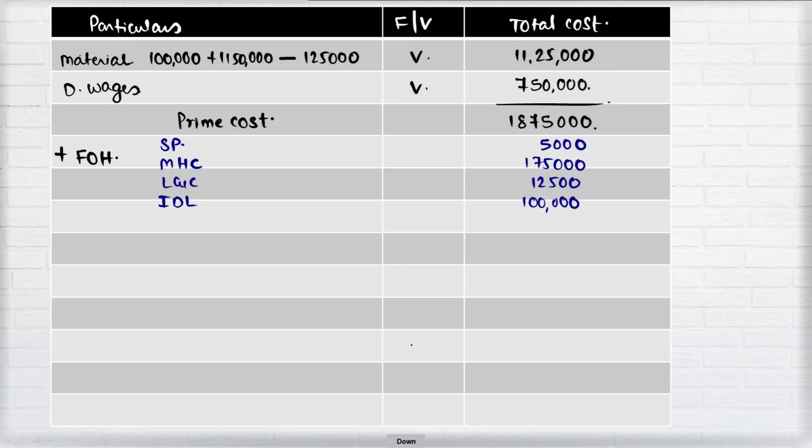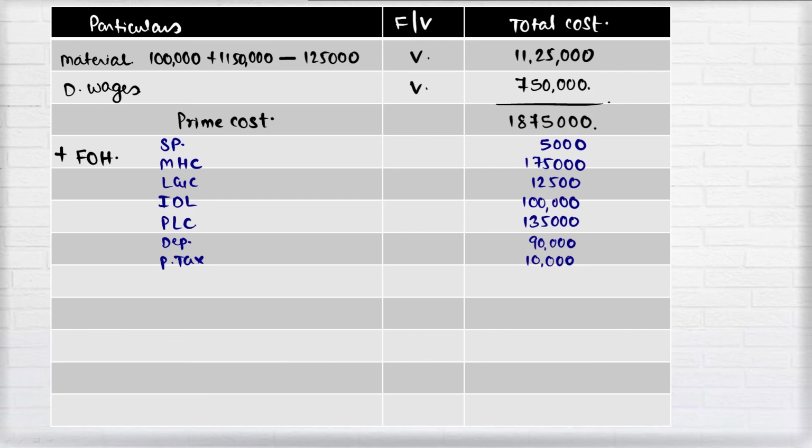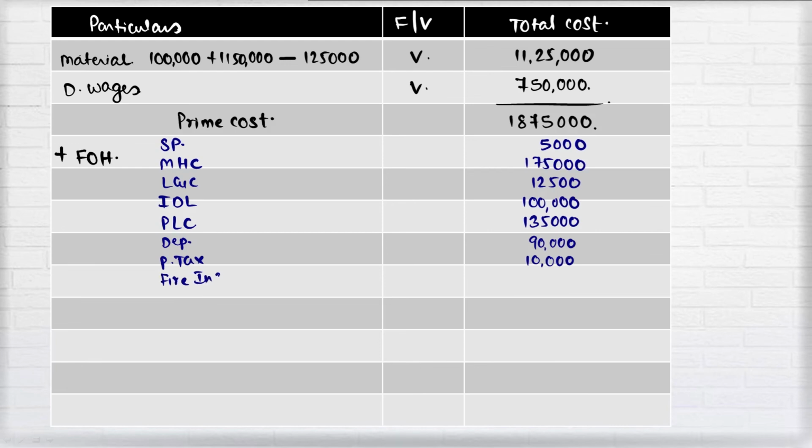Plant leasing cost 1,35,000. Depreciation 90,000. Property tax on plant and equipment 10,000. Fire insurance 7,500. I will be getting work cost. But I will have to determine whether it is fixed or variable.